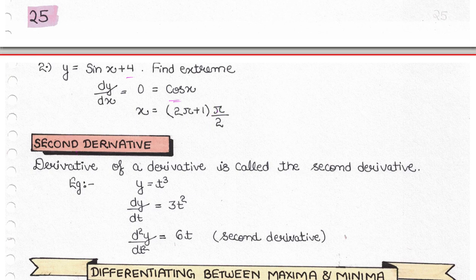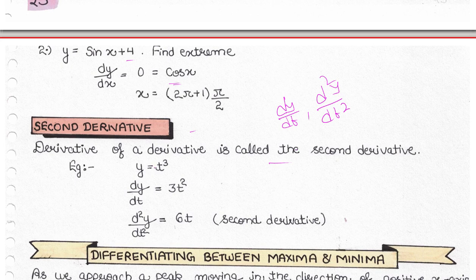Now for the second derivative, the derivative of a derivative is called the second derivative. So if we have a first derivative like this, its second derivative is like that. If we have y is equal to t cube, its first derivative is dy/dt is equal to 3t square. Its second derivative is d2y/dt square is equal to 6t.